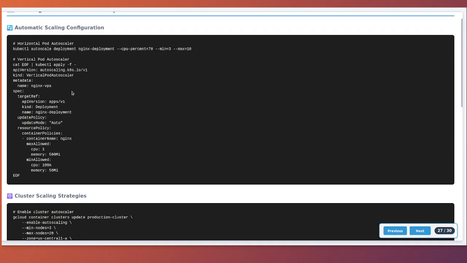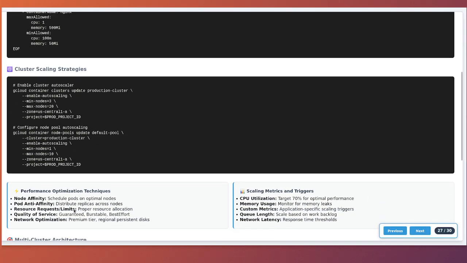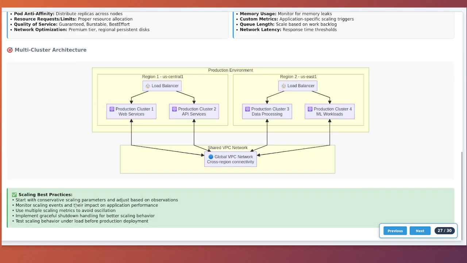Network performance is critical for microservices architectures. Use Google Cloud's Premium Network tier for better performance and lower latency. Consider node proximity and affinity rules to minimize cross-zone traffic. For very large deployments, consider using multiple clusters per environment. This provides better isolation and can improve performance by reducing the size of individual clusters. Monitor resource utilization closely and set up proper alerting. Use custom metrics to understand your application's specific performance characteristics and scaling triggers.